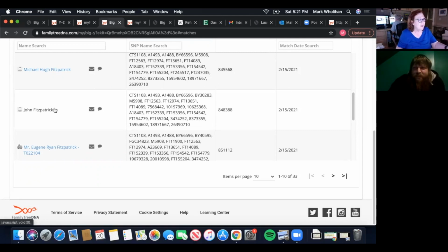He sent me, I'll send it to you. It's a chart with the different haplogroups that line up under, I guess it's 1489 or 1488.